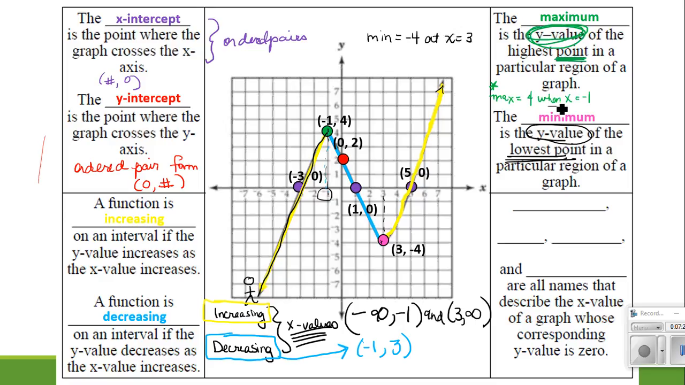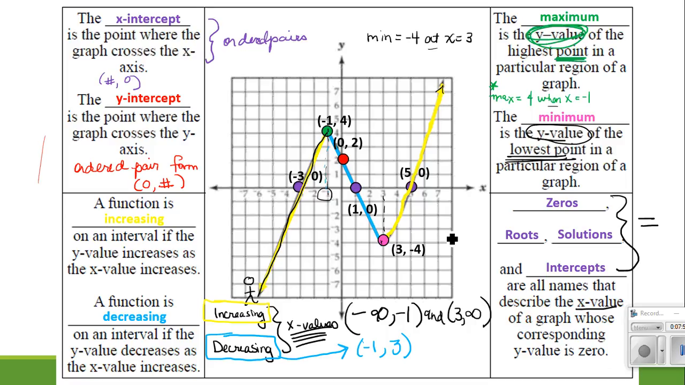You can say when or at x equals 3. It doesn't matter to me which way you do that. Now we should know that zeros, roots, solutions, and intercepts are all the same thing. They all mean the same. They're words that all equal each other, and they describe the x value of the graph whose corresponding y value is 0.